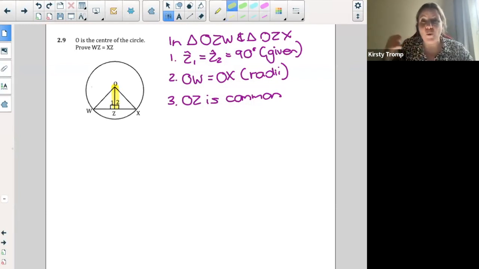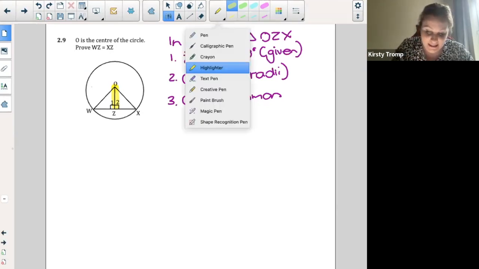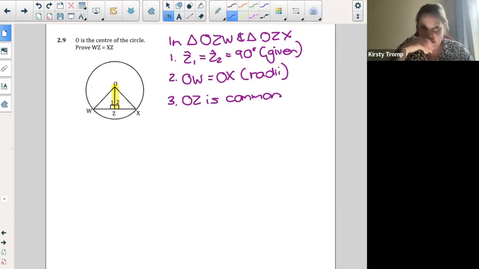Bushra is asking me, ma'am, what does radii mean? Radii means that they are radiuses in the circle. What is a radius? A radius is the measurement from the center of the circle to the edge of the circle. So more than one radius is called radii.